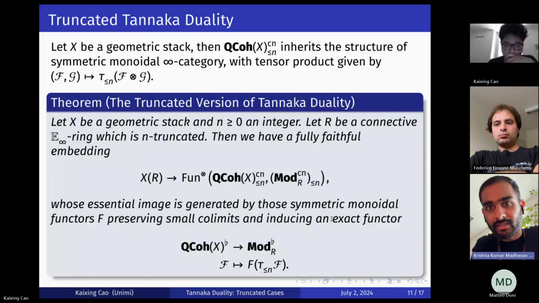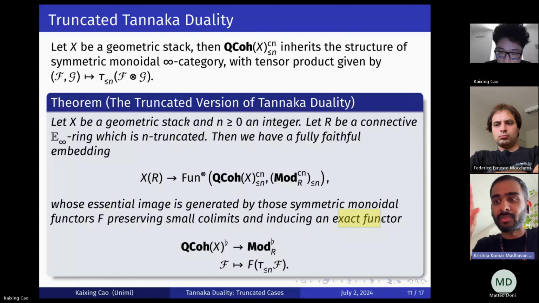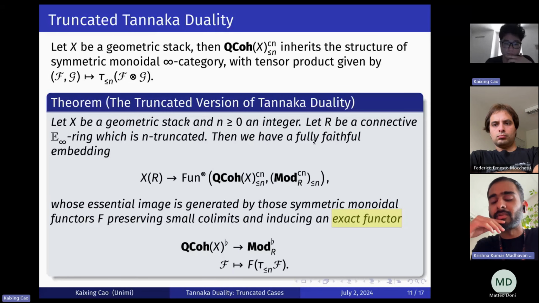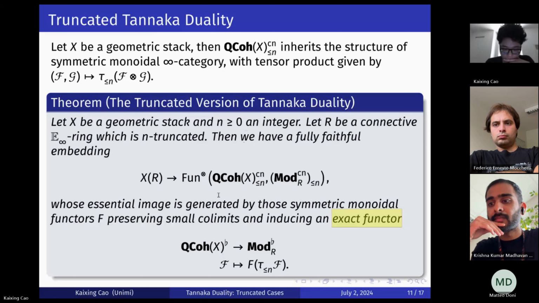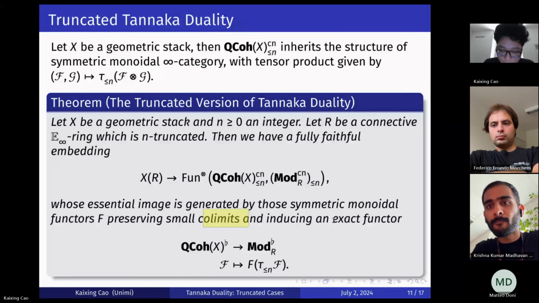In this particular slide, there's the third point, that it has to preserve exact sequences, and you mentioned that for n truncated, for n positive, you just have to replace condition 3 by preserving these fiber sequences. Limits. Good question.